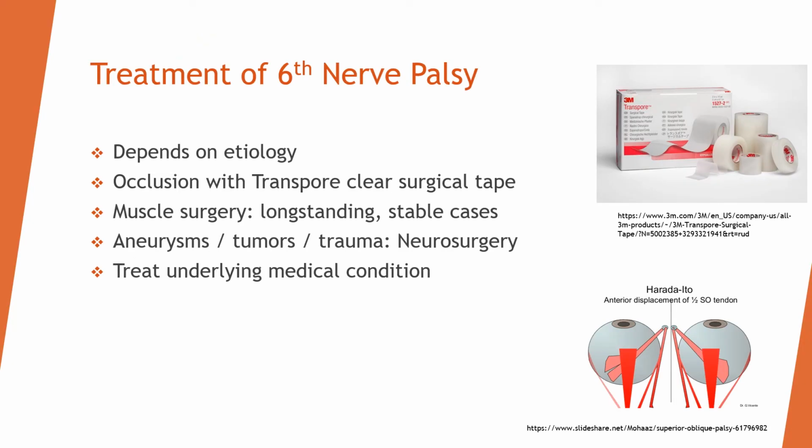The treatment of the sixth nerve palsy, just like other cranial nerve palsies, depends on the etiology. For diplopia, to alleviate it or prevent the progression, you may occlude the eye with the transparent surgical tape. We may go to muscle surgery of the lateral rectus for long-standing and stable sixth nerve palsies. And for aneurysms, tumors, and trauma that's discovered, this warrants a referral to neurosurgery. And last but not least, definitely treat the underlying medical condition that might be causing the sixth nerve palsy.